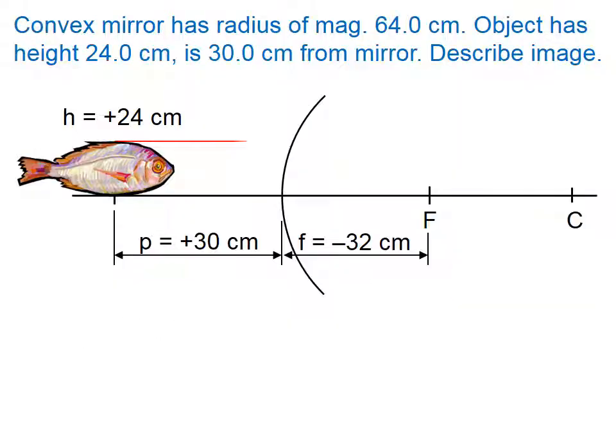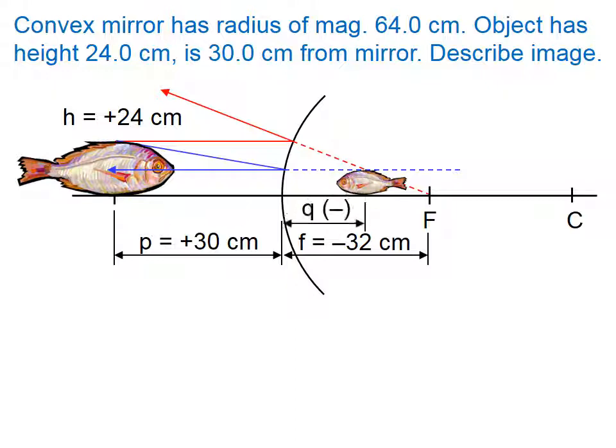If we take that same problem and we draw a ray diagram for it, we will see that we definitely get a smaller upright virtual image.